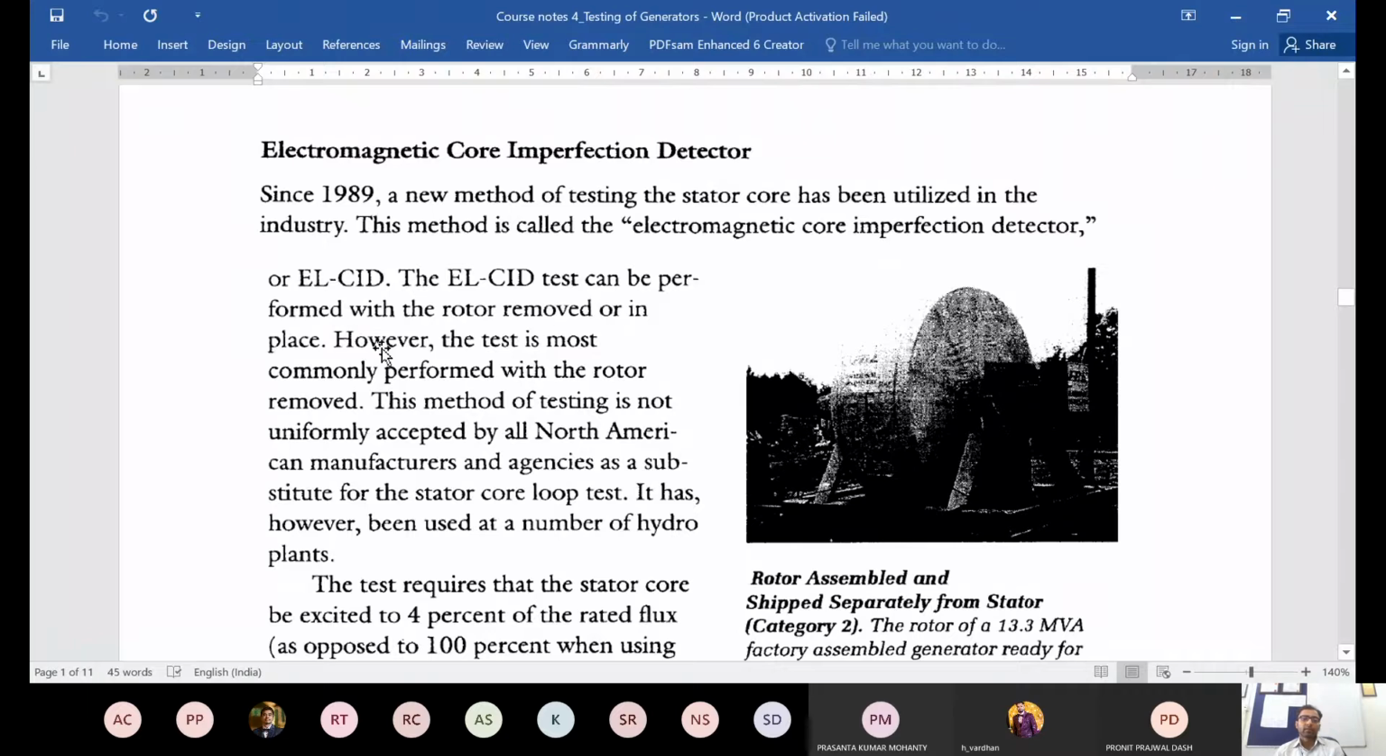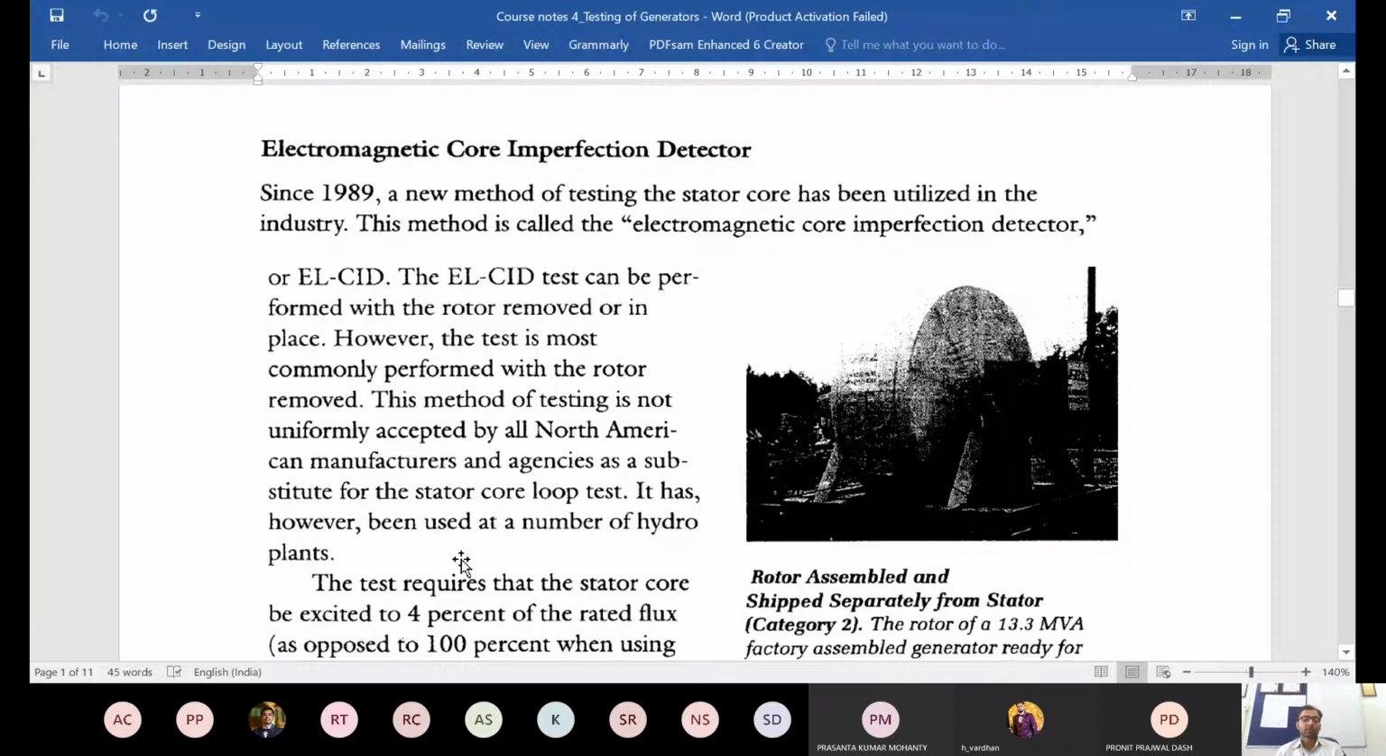This ELCID test can be performed with the rotor removed or in place, either way. However, the test is most commonly performed with the rotor removed. This method of testing is not uniformly accepted by all North American manufacturers and agencies as a substitute for the stator core loop test. But this is dated, because the document we are referring to is from the 1990s. At that time the test had been in practice for almost 10 years, so it might not have been that popular, but now it is well accepted.